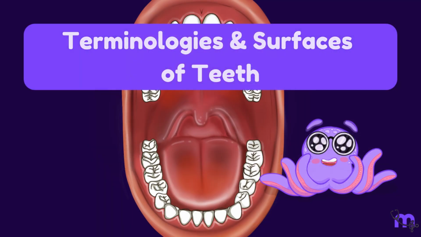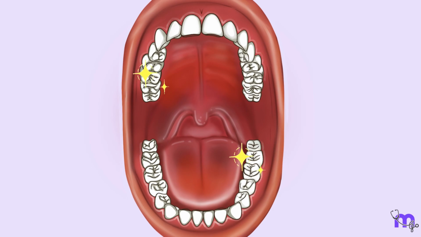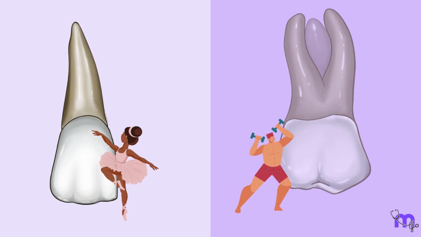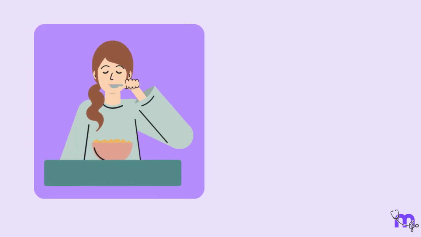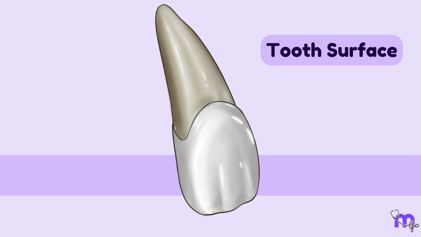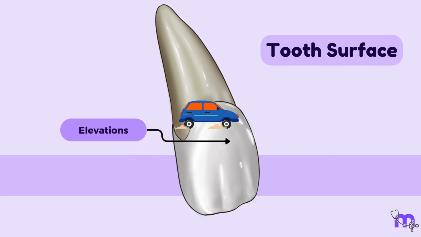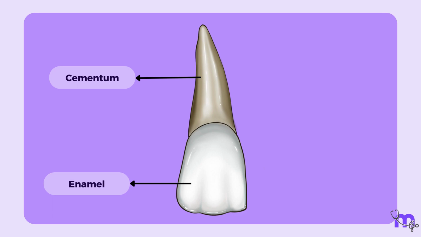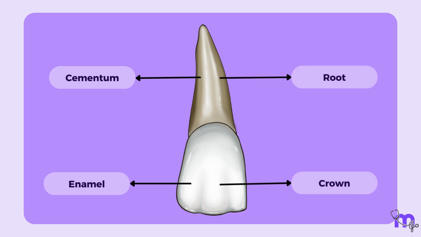Terminologies and surfaces of teeth. The anatomy of teeth is a marvel of intricate design. From the graceful curve of incisors to the sturdy surfaces of molars, each tooth's form is a testament to both functionality and aesthetics. Let us begin with the basic parts of a tooth. The tooth surface is a beautiful continuum of elevations and depressions. Surface is an elaborate folding of enamel and cementum, which can be visualized as the crown and the root.